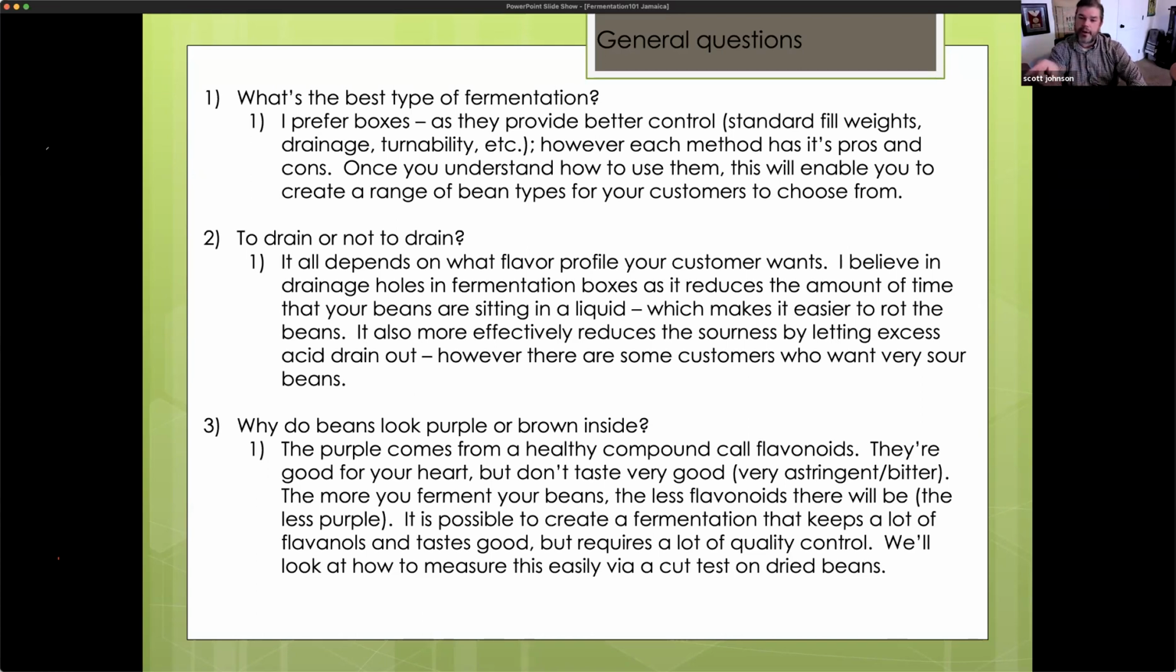And when we get to the point of creating specifications for your beans, and we'll talk about that on Friday a little bit, one of the ways we'll measure that is by doing cut tests on your dry beans and then counting how many of them we see purple in, because we're going to want to minimize the amount of purple we're seeing in our beans, because those are going to contribute to flavor profiles that are going to be bitter.